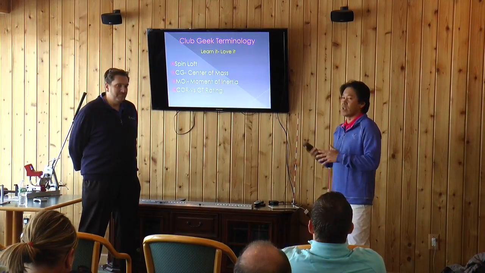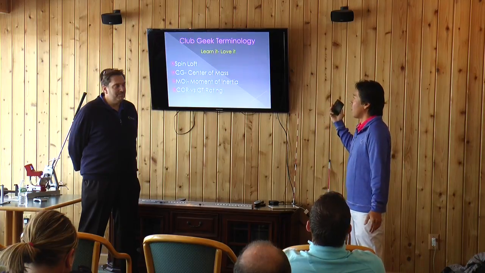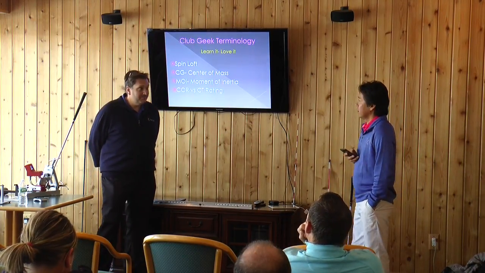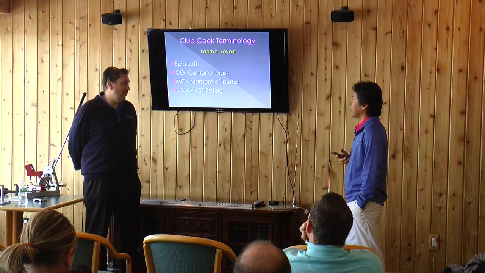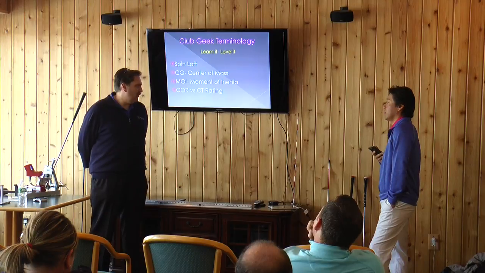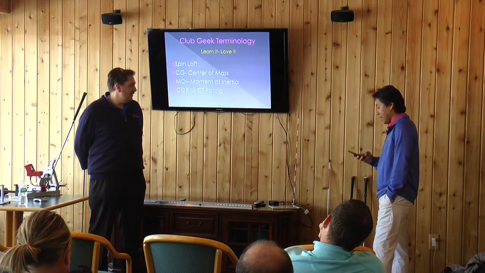COR and CT rating. You don't really have to know this, but this is just how the USGA measures these clubs now. COR is coefficient of restitution, right? But they don't use it anymore. Or they reserve the right to, I think. They don't test them that way, they reserve the right to. So what is CT rating?